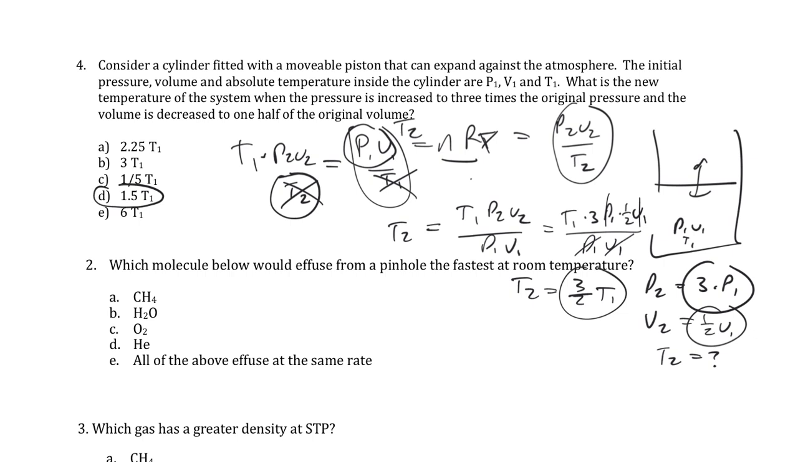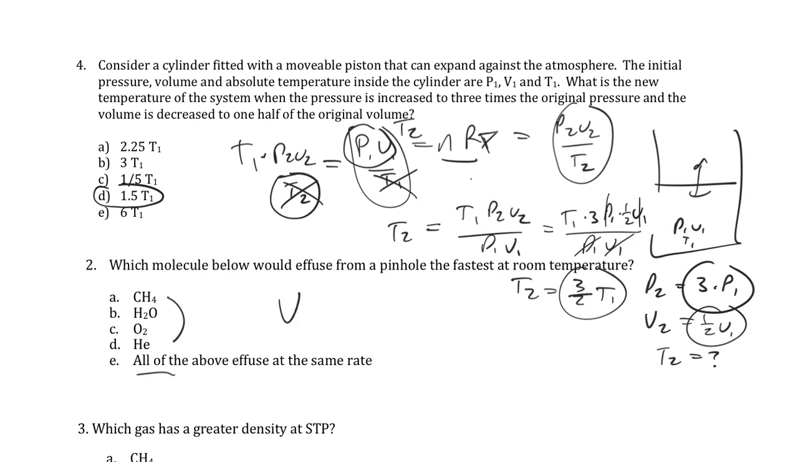So which molecule escapes from a pinhole the fastest of the choices below? What do you guys think? Now, sometimes the answer E looks good because you're like, well, why wouldn't they all escape at the same rate? Well, each gas has its own velocity because the gases have different molecular weights.